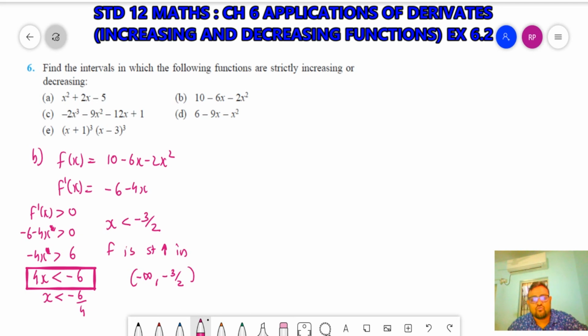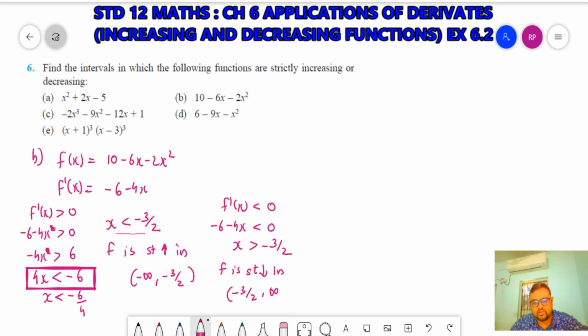Okay. Now for decreasing, f dash x must be less than 0. That means minus 6 minus 4x must be less than or equal to 0. So when I solve, I will come to this situation, but here x must be greater than minus 3 by 2. So f is strictly decreasing in minus 3 by 2 to infinity.